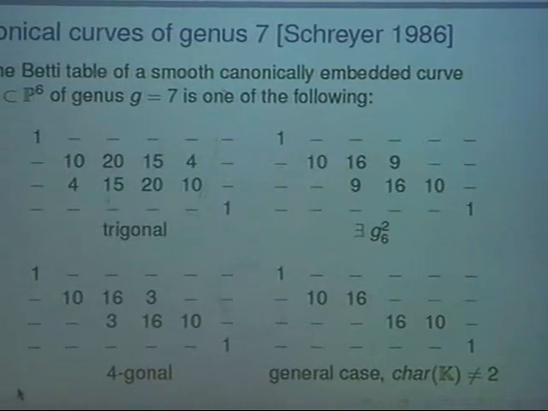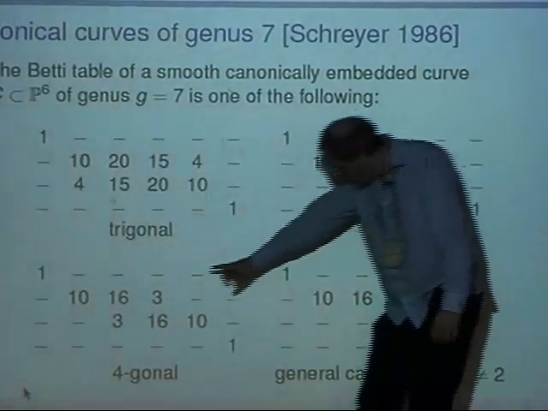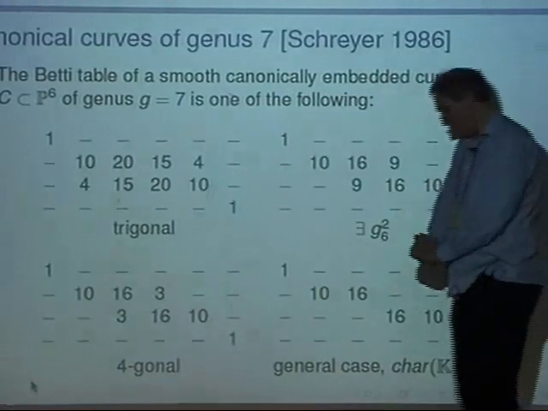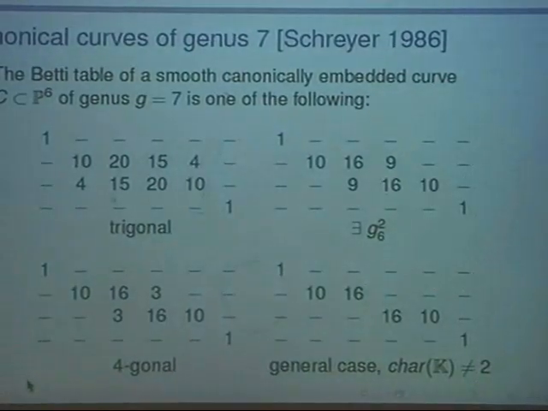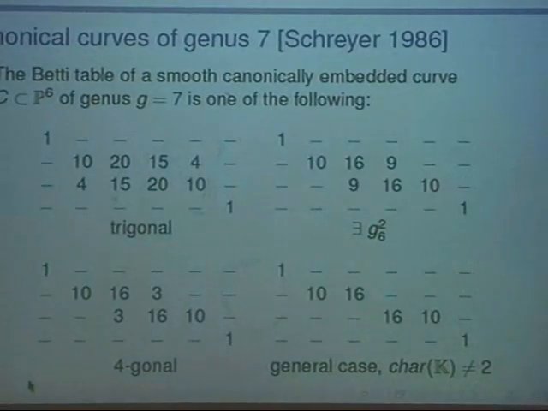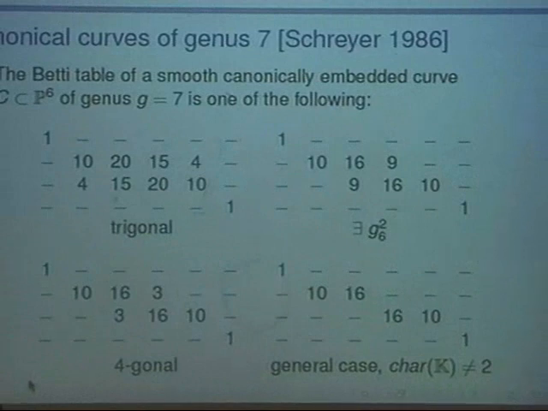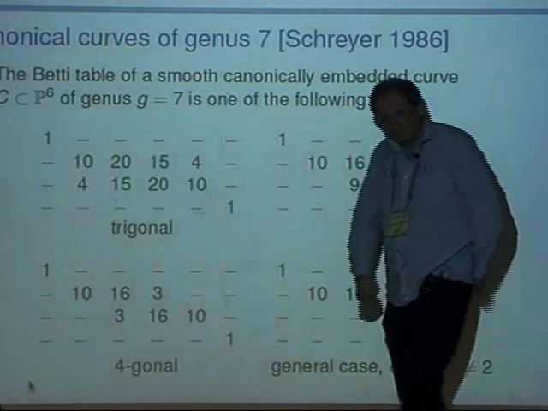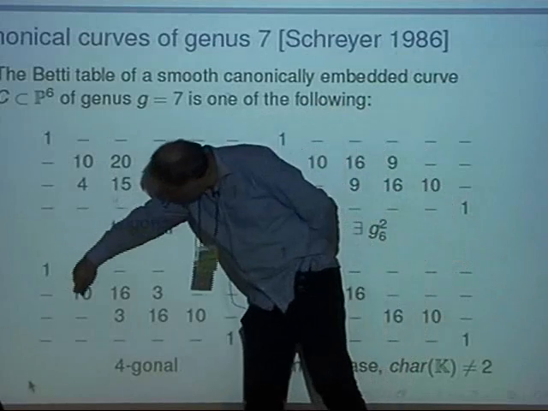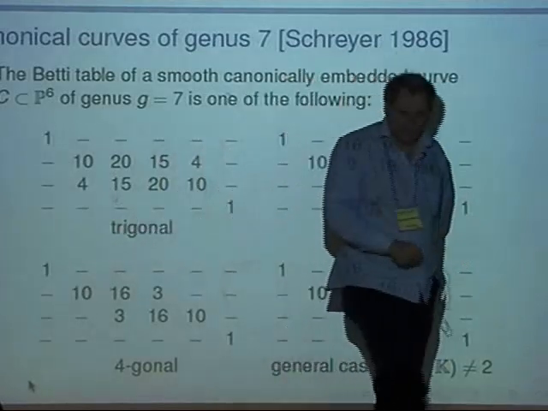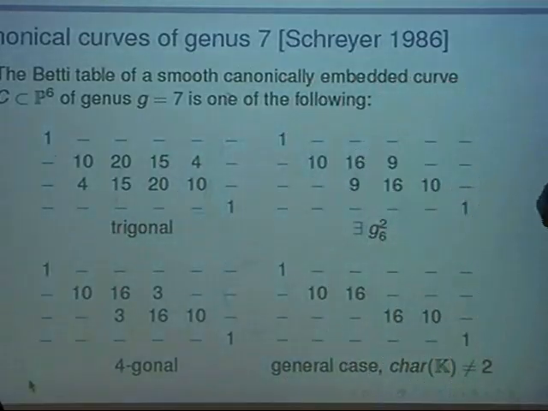Let me point out this 3. How does the 3 appear? If we have a g^1_4, then we have a scroll, and the scroll has resolution 1, 6, 8, 3. So a single g^1_4 gives us 3 syzygies.